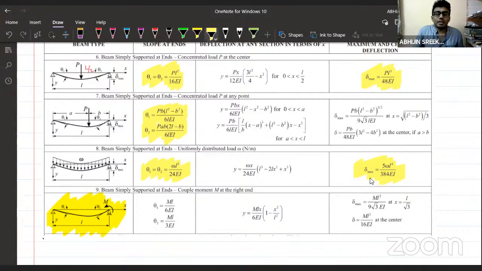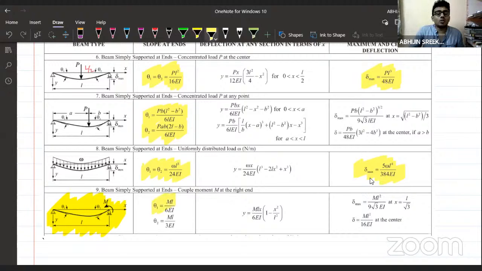If you are applying a moment here, you can see this is theta 1 and this is theta 2. Theta 1 is the slope at the far end and theta 2 is the slope at the near end. That means the end where the moment is applied. Comparing theta 1 and theta 2, which one is maximum here? Theta 1 will be maximum or theta 2 will be maximum? Wherever we are applying the moment, at that end, theta will be maximum.